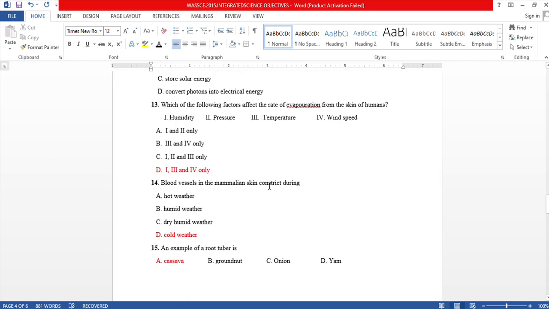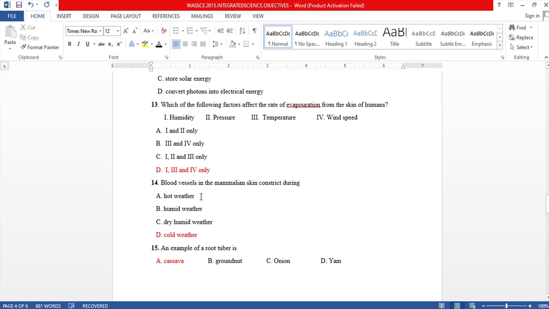Blood vessels in the mammalian skin constrict during what? During cold weather. When the weather is very cold, your blood vessels become smaller. That's the meaning of constrict. There's a reason they do that. They do that because blood inside your blood vessels carry heat. Your blood is usually warm, and that's what gives heat to the rest of your body. So what happens is that during cold weather conditions, your body is trying to conserve heat, because if your body does not conserve heat, then you lose all the heat. You will feel cold, and then it will also result in something else.